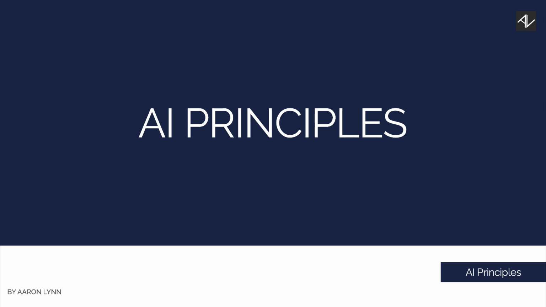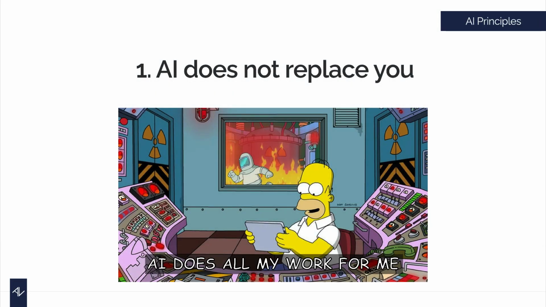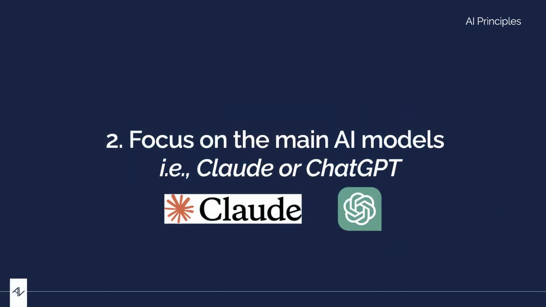The first principle is that AI does not replace you. So AI does not do all your work for you. It's just a technological tool that lets you work faster and makes the harder tasks easier. So think of it like a word processor like Google Docs or Microsoft Word. These apps let us type and edit versus having to write everything out on pen and paper, so we work faster. AI is exactly the same. It's just an app. It's just a tool that you can use to do your work faster. It does not replace you.